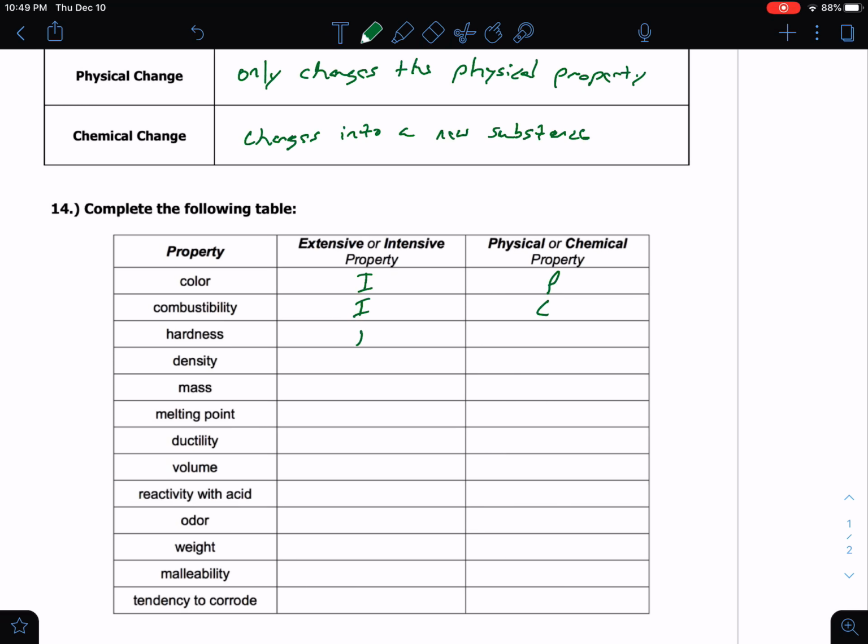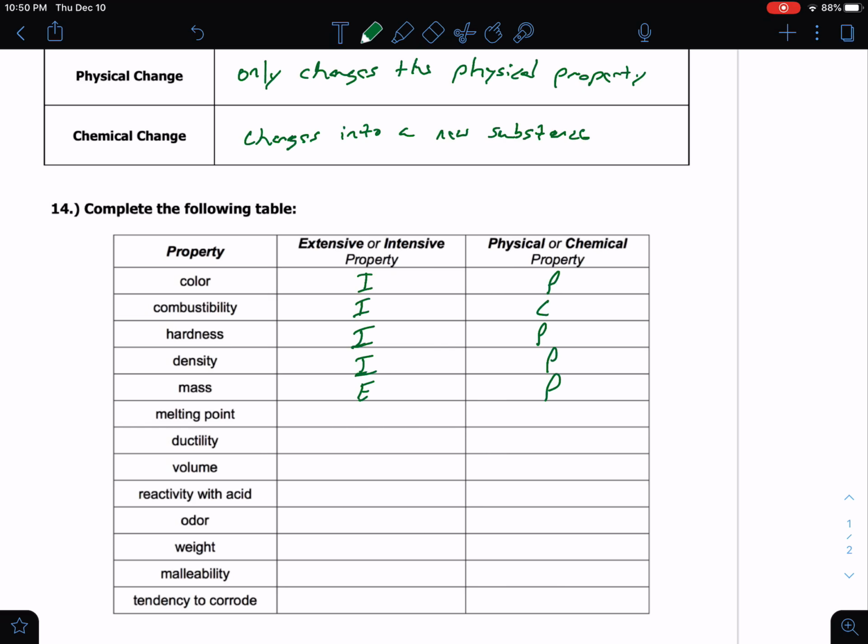Hardness does not depend on how much there is, and this would be a physical property. Density, things have certain density, so it does not matter how much there is. So density would be an intensive property, and this would be a physical property. Now mass does care about how much there is. Like I have a different mass than a small child would. So this would be an extensive property, and this would be physical. We're just looking at it, we're not changing anything.